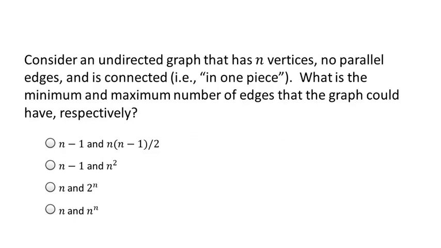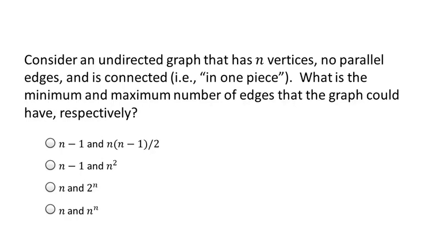Now, I haven't defined formally yet what it means for a graph to be connected, but I hope you get the idea. It means it's in one piece. You can't break it into two parts that have no edges crossing between them. So for such a graph, no parallel edges, in one piece, n vertices, think about what is the minimum number of edges it could possibly have, and what is the maximum number of edges as a function of n that it could possibly have.